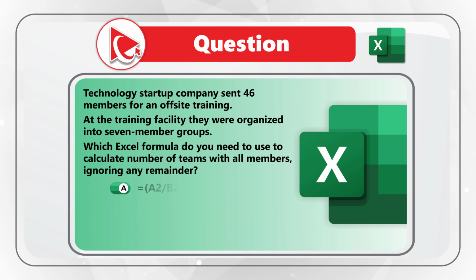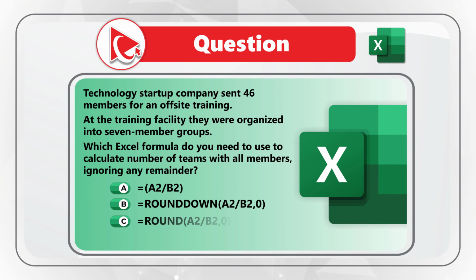Choice A, divide cell A2 by B2. Choice B, you use the ROUNDDOWN formula and supply A2 divided by B2 as the first argument, and as the second argument you supply 0. Choice C, you use the ROUND formula and supply A2 divided by B2, and as the second argument you supply 0. And last but not least, choice D, you use the ROUNDUP formula, and in parentheses you supply the division of A2 by B2 and the second argument as 0.